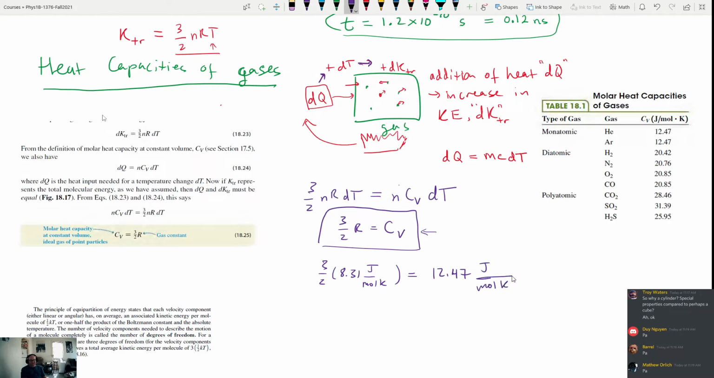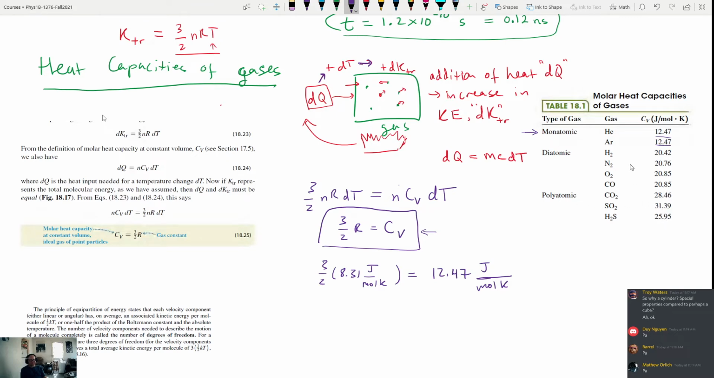But you also notice something here. This is just monatomic gases. And you notice the monatomic gases, they follow what we just wrote, 3 halves R. But when you come to diatomic gases, the numbers change. The diatomic gases have something like 20. And then polyatomic gases, the numbers kind of change even more.